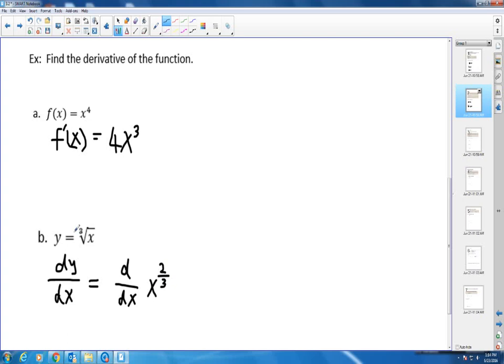Rational exponents: the denominator determines the root. The numerator tells me my x is to that power. So this is actually a 1/3 power, excuse me. So I'm going to take a derivative with respect to x of x to the 1/3 power.